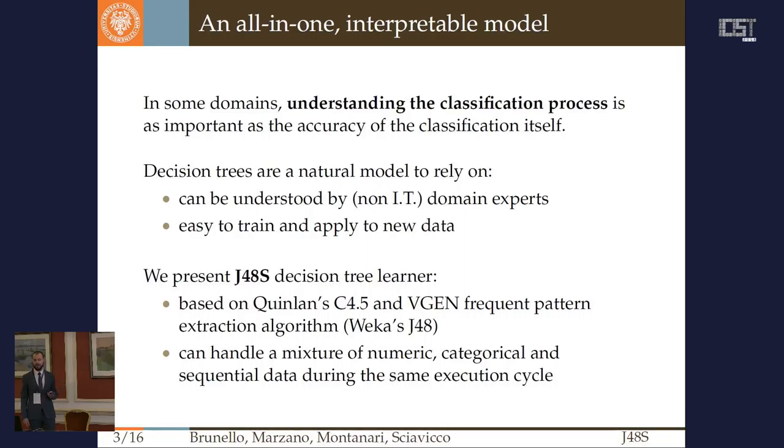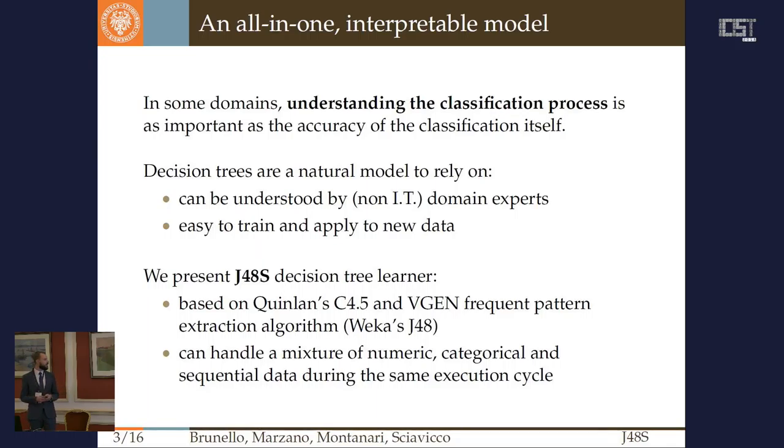For example, you may discover some regularities in the data or some properties that are as important as the final classification. In such cases, decision trees are still a very natural model to rely on because they can be understood easily even by non-IT domain experts. Moreover, they can also be applied efficiently both for training and for the classification itself.